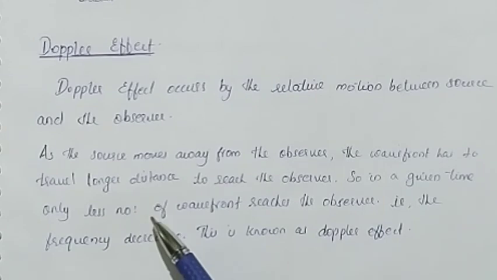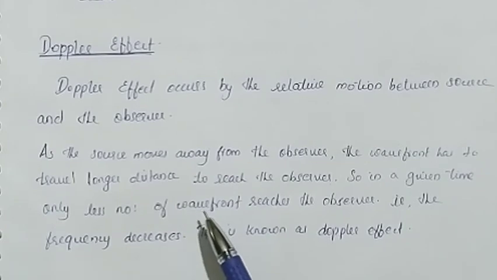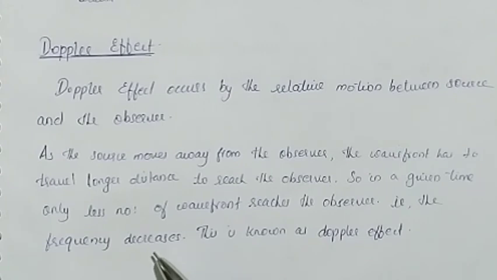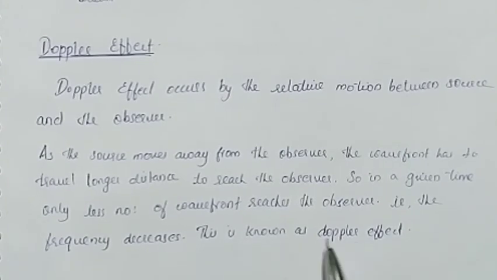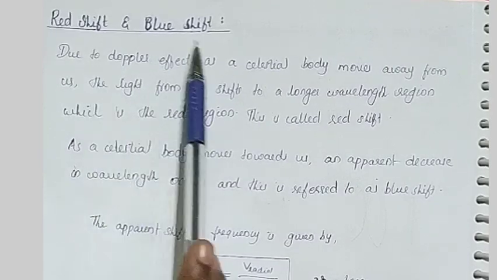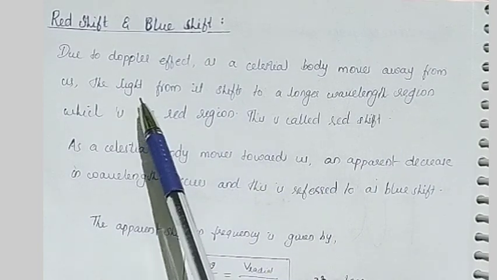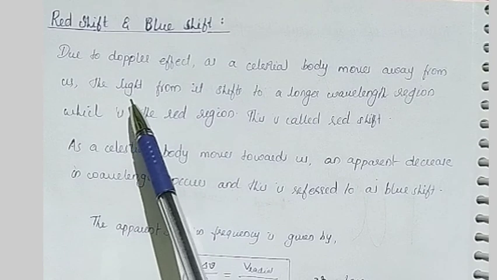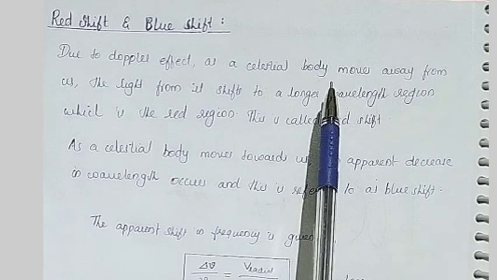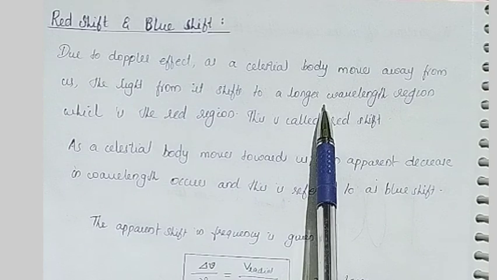So as for a given time the number of wavefronts decreases, since the source is moving away from the observer, here the frequency is decreased. So this apparent decrease in the frequency is known as the Doppler effect. On the basis of the Doppler effect, we can define red shift and blue shift. So when a celestial body moves away from the observer, that is from us who are observing the celestial body, the light from it shifts to a longer wavelength. As we told, when the source is moving away, frequency decreases, that is, wavelength increases.